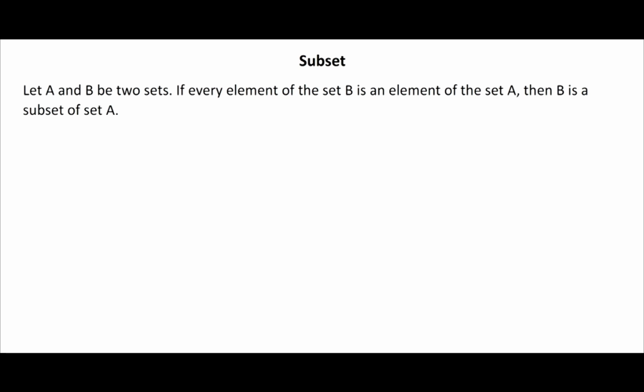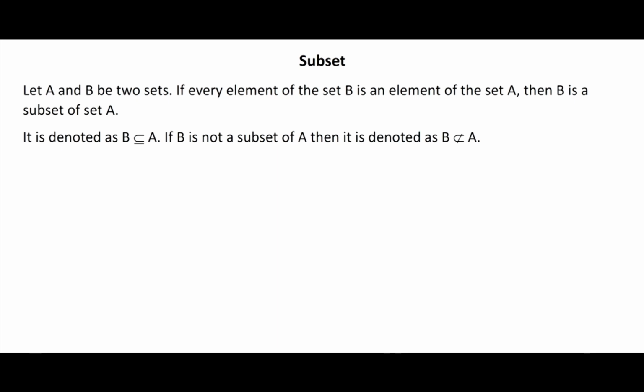Sub means part of something. Let A and B be two sets. If every element of the set B is an element of set A, then we say that B is a subset of set A. It is denoted as B ⊆ A. If B is not a subset of A, then we denote it as B ⊄ A. For example, let set A contain 1, 2, 3, 4, 5, 6, 7 and set B contain 2, 4, 6. In this example, every element of B is an element of A. Therefore, B is a subset of A. Otherwise, we can say that B is contained in A.